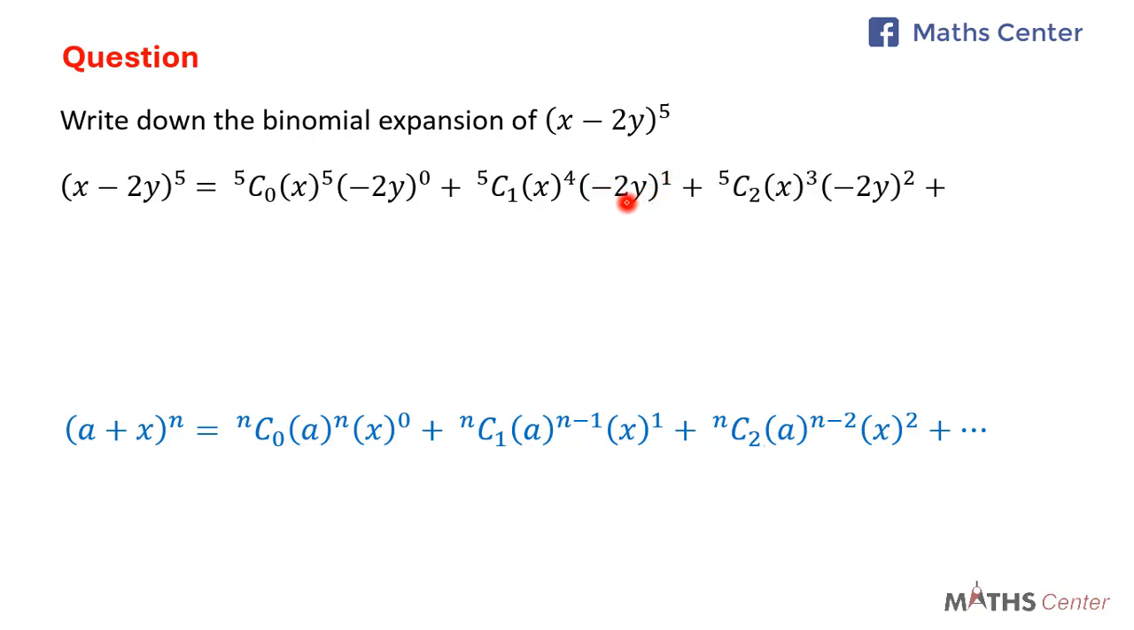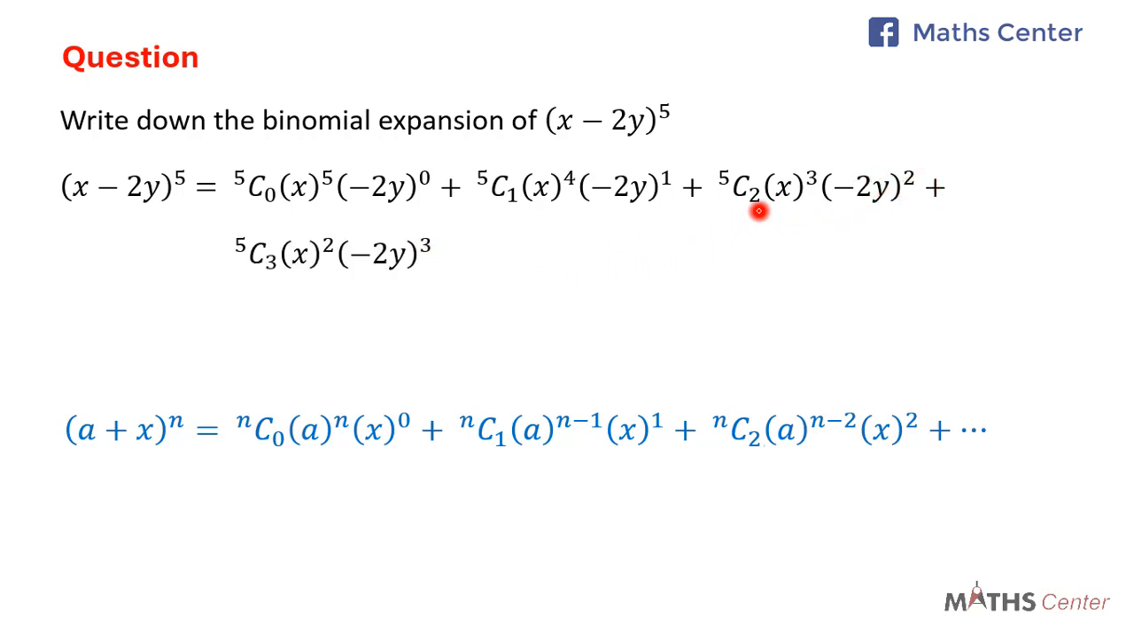We go on to the next term. For the next term, we have 5 combination 2. So you look at the combinations. 5 combination 0. The next term becomes 5 combination 1. The next term, it becomes 5 combination 2. Now for the variables, x exponent 4, the exponent 4 reduced by 1 to x exponent 3. Negative 2y exponent 1, the 1 will increase by 1 to negative 2y squared.